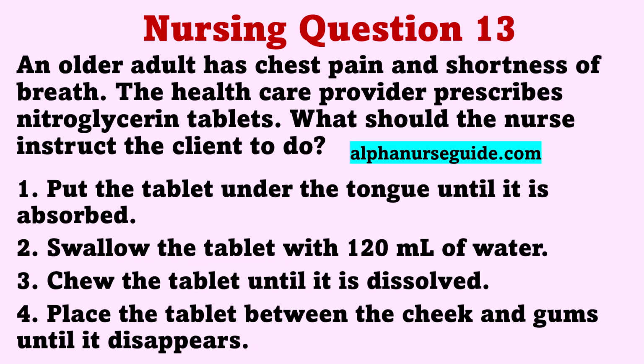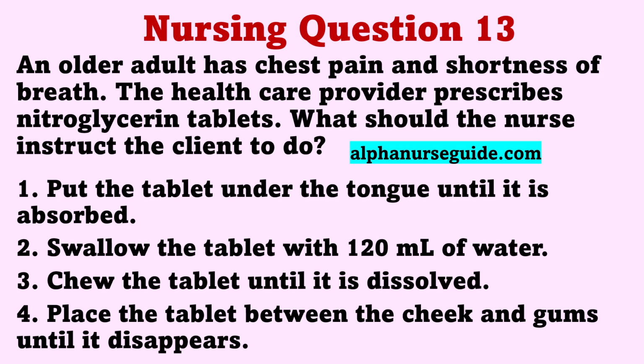An older adult has chest pain and shortness of breath. The healthcare provider prescribes nitroglycerin tablets. What should the nurse instruct the client to do? 1. Put the tablet under the tongue until it is absorbed. 2. Swallow the tablet with 120 milliliters of water. 3. Chew the tablet until it is dissolved. 4. Place the tablet between the cheek and gums until it disappears.